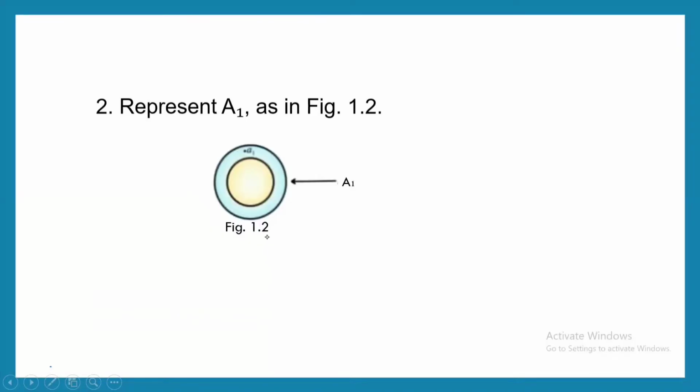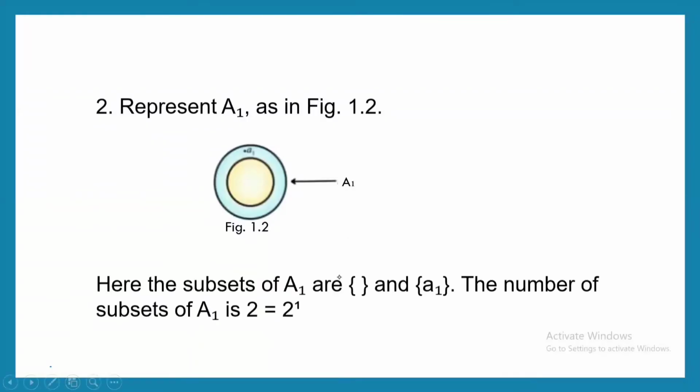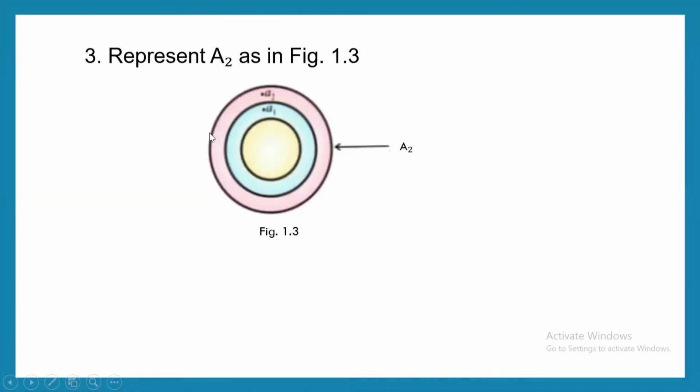Now, how many subsets will this set have? This set is going to have two subsets. Number 1, the empty set, and the set itself. This is having only one element. So there are two subsets to it: an empty set and the set containing the element A1. So the number of subsets of A1 here is 2, and 2 can be written as 2 raised to the power of 1. So when I'm having the set A1 having one element, I'm getting the number of subsets as 2 raised to the power of 1.